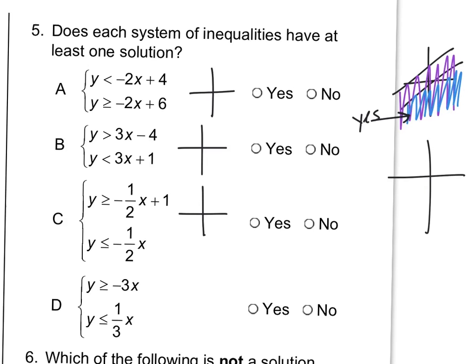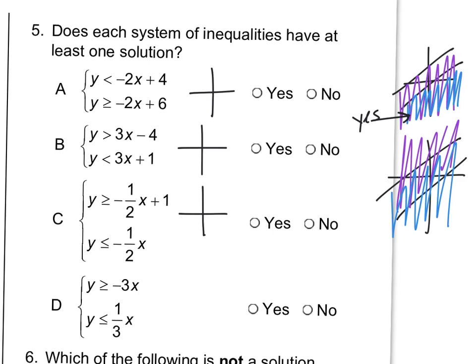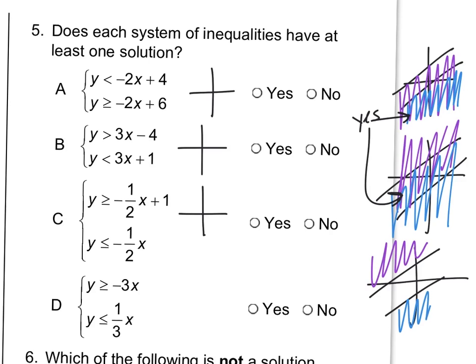Or we could have two parallel lines that shade opposite directions, so like one of them shades up and the other one shades down. That's also going to be yes, because we have an overlapping section. The last option, though, is that we could have two parallel lines where the top shades up and the bottom one shades down, and since there's no overlapping area, this one would have no solution. All right, so let's use that same mentality to think about question 5.